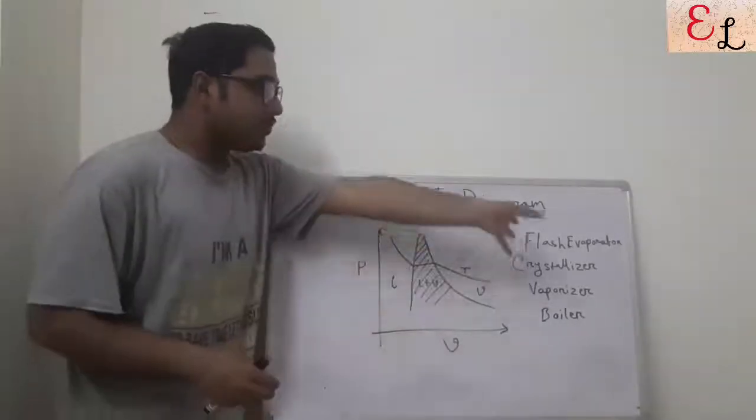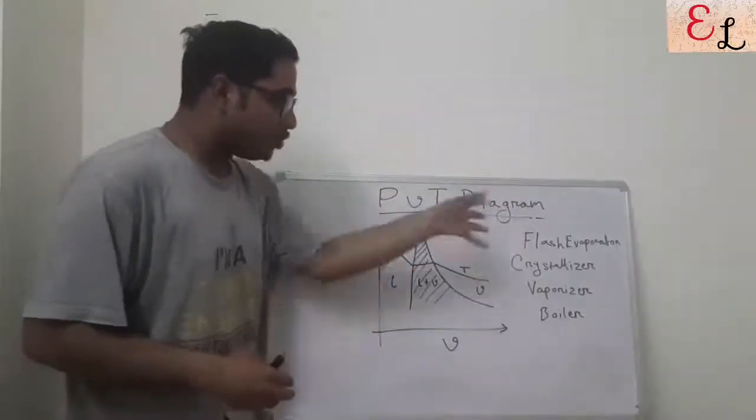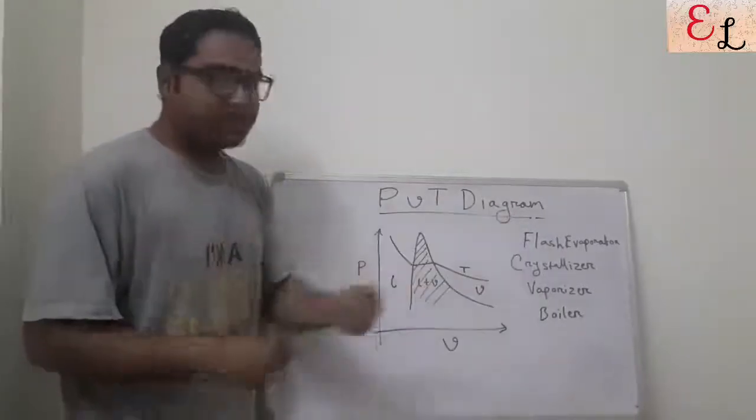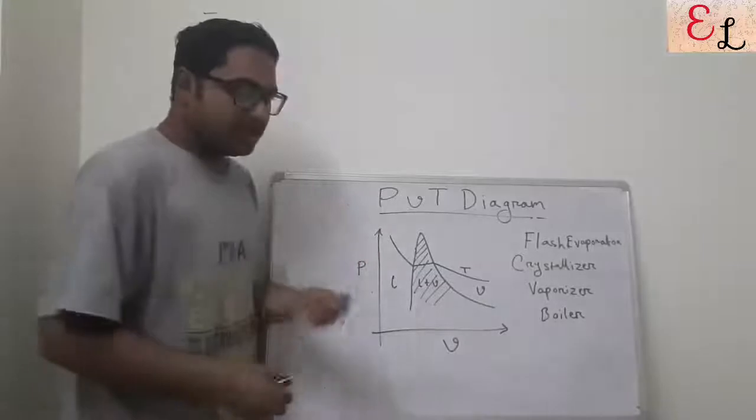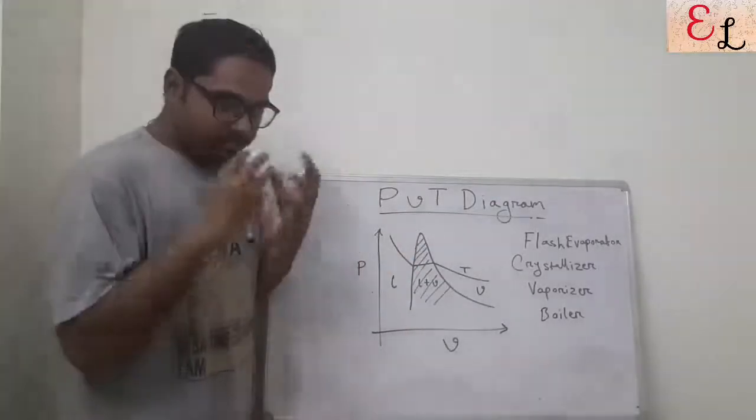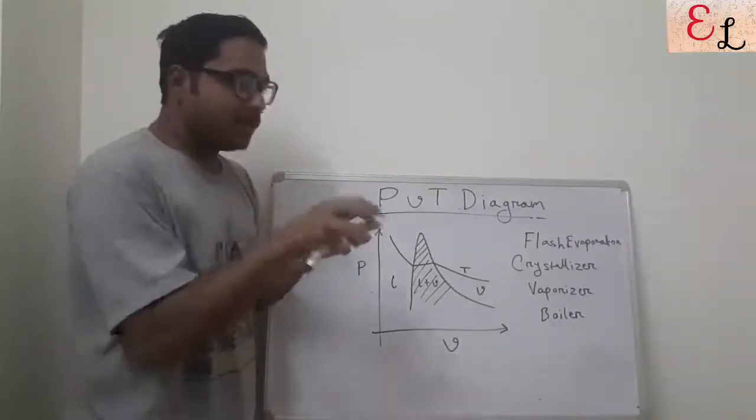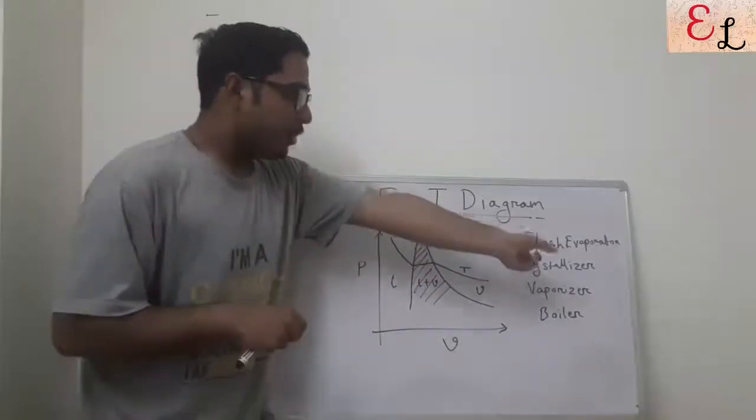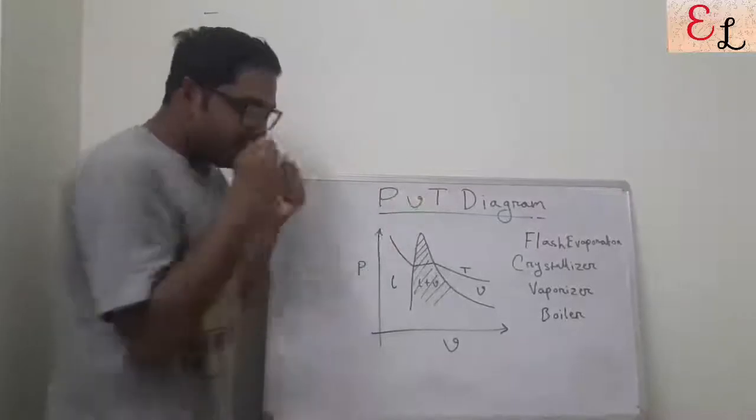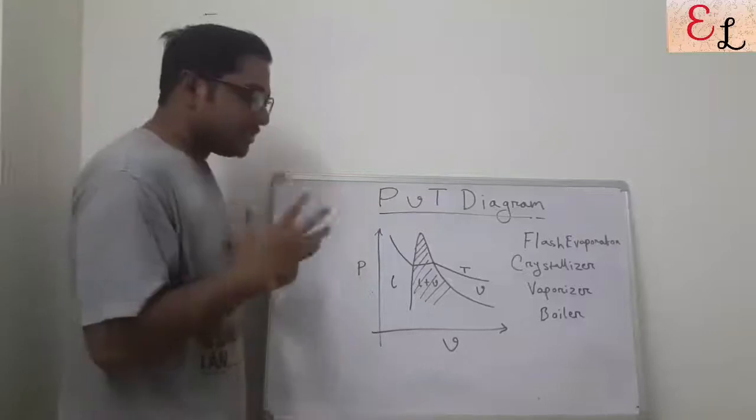Now I've written a list of a few instruments or equipment that actually follow this principle of the PvT diagram. If you go straight to these equipments, you will relate to this graph, and you can jot down which state of matter will exist, or which states of matter coexist, in that equipment at a particular temperature and pressure. So flash evaporator, crystallizer, vaporizer, boiler, all of these are associated with the PvT diagram. So let us understand what this PvT diagram is.